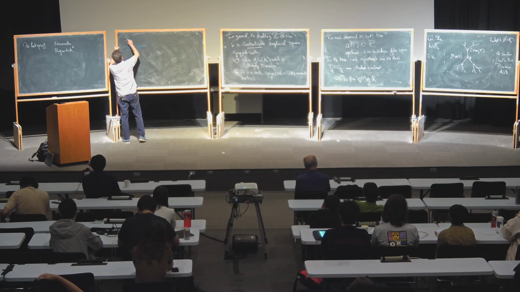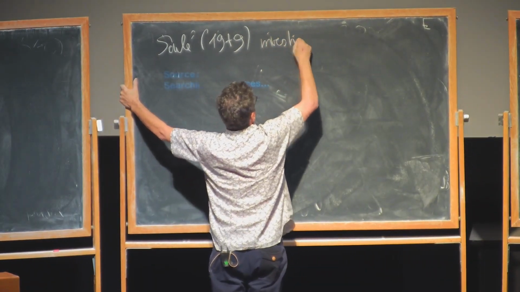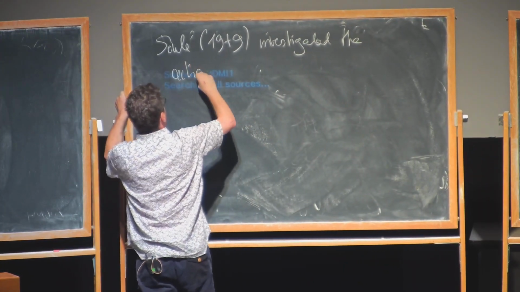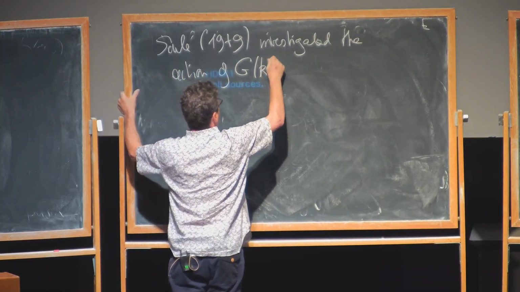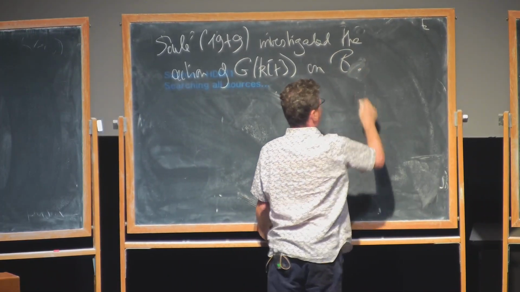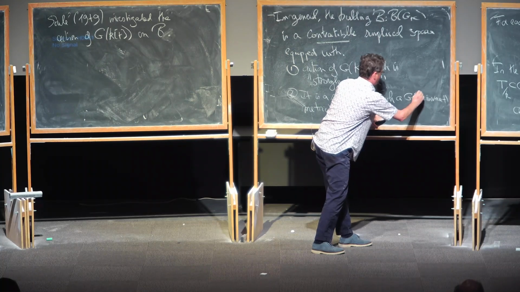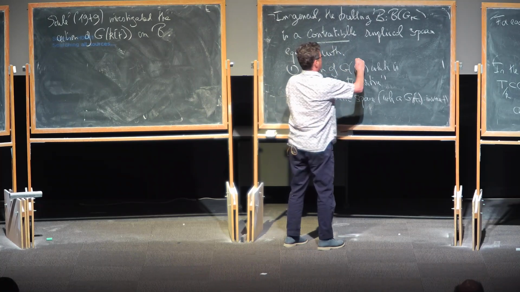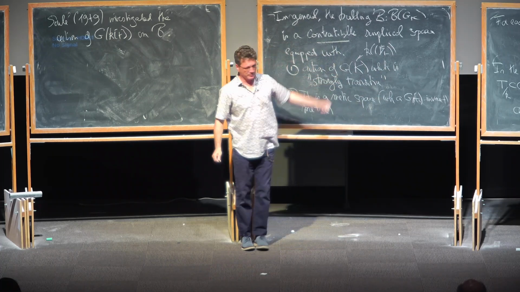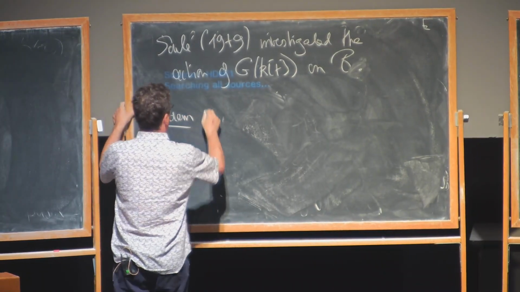So Soulé investigated the action of the group G(K[t]) on this building, on B. Okay, so, sorry, G of capital K. Remember K, this is this thing, and of course it contains the polynomials, okay? And the theorem is the following. So, Soulé's theorem.